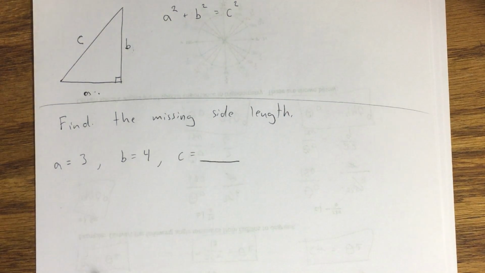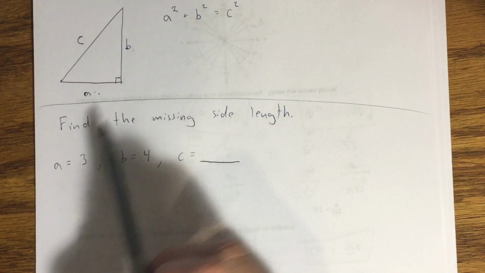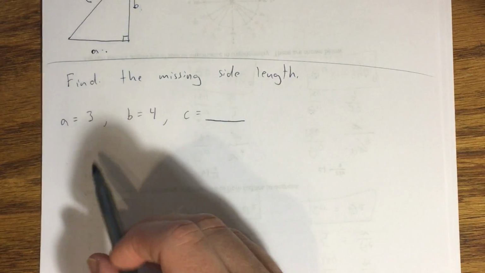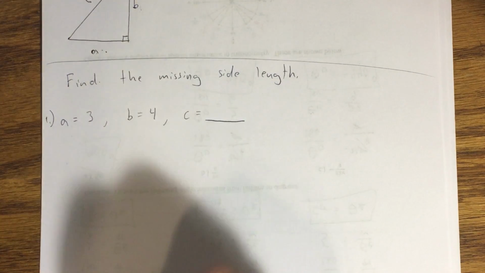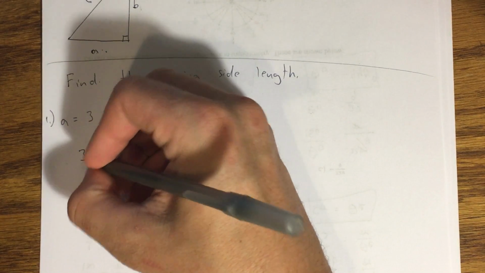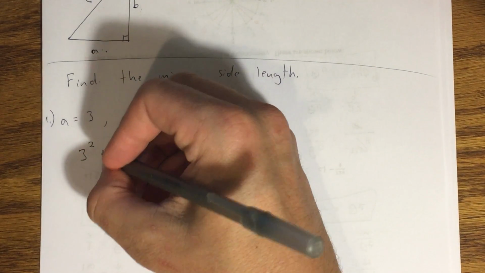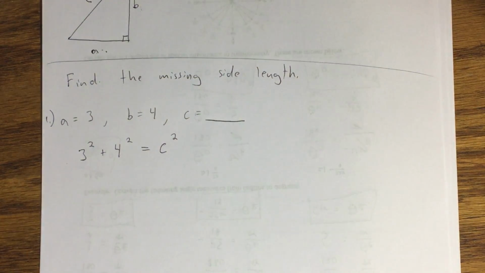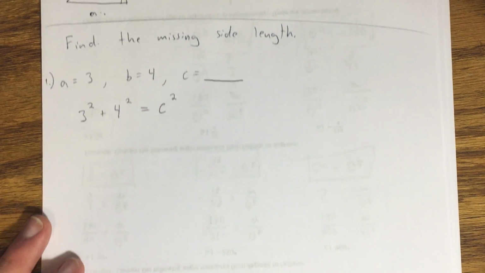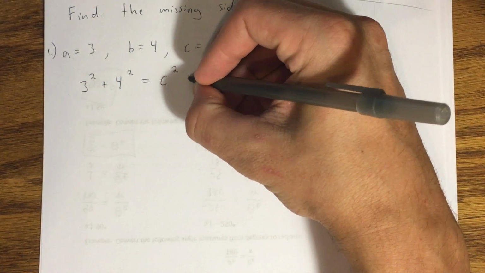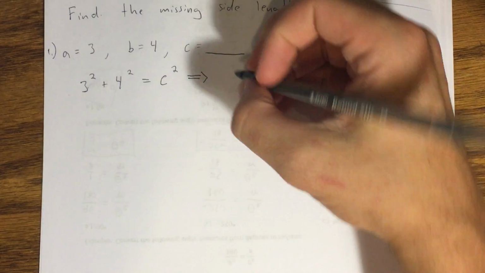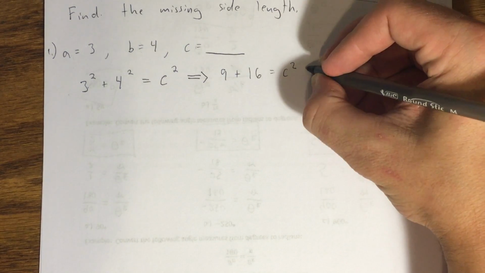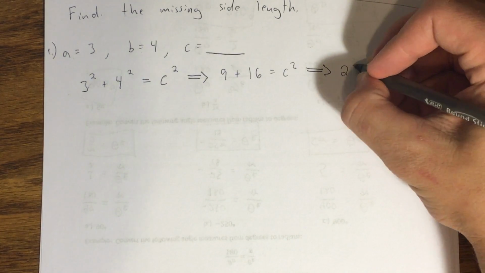Finding this missing side is a simple matter of just plugging in what we know into the Pythagorean theorem and solving for what we don't, algebraically. Let me call this problem number 1. The Pythagorean theorem would say that A squared, which in this case looks like 3 squared, plus B squared, which looks like 4 squared, equals C squared, and since we don't know C, we continue calling it C until we can figure out what it is. Now we want to do some arithmetic. So 3 squared is 9, 4 squared is 16, and that's equal to C squared. 9 plus 16 is 25.